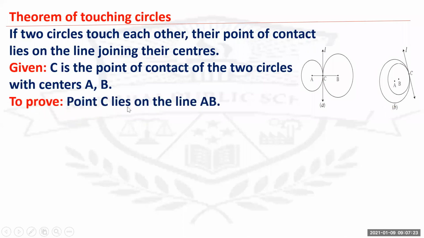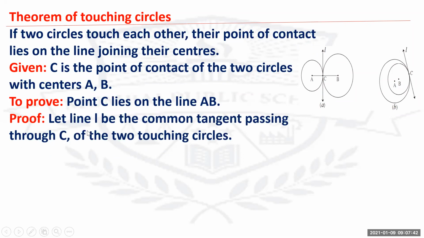To prove: point C lies on line AB. So you have to prove that this point C lies on line AB. If you join this line, you get that C lies on line AB after extension.